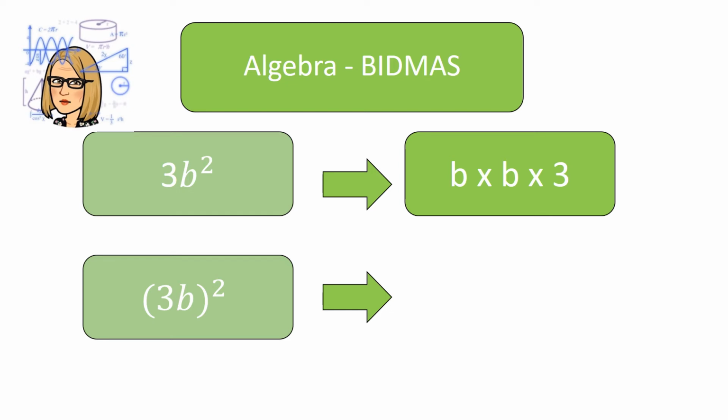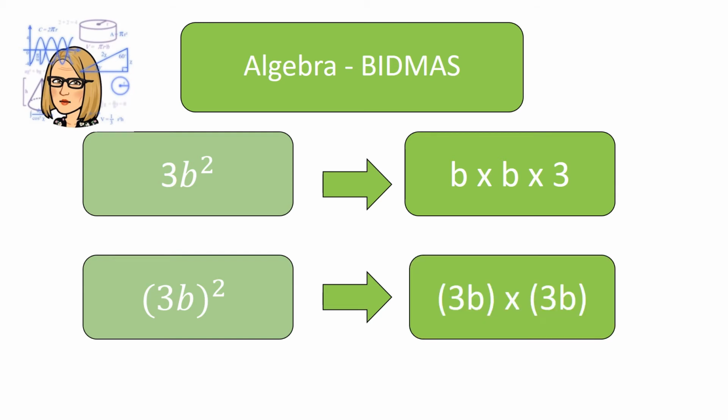Looking at this bottom example there, (3b) squared, well, you do the brackets first. So you would do 3 multiplied by b, and then you would square that. So that would look like this, 3 multiplied by b multiplied by 3 multiplied by b, with the bits in the brackets coming first.